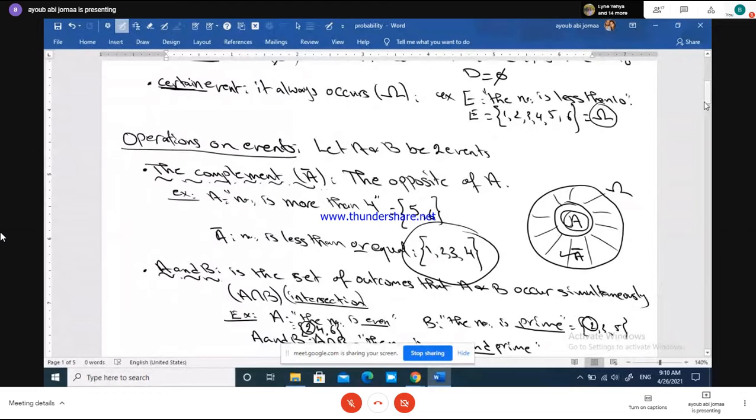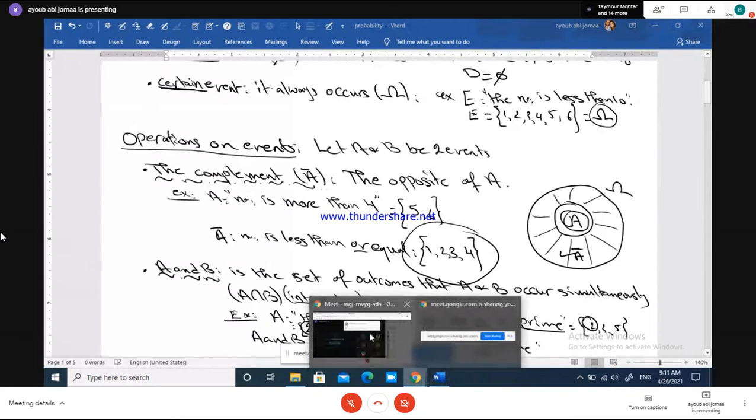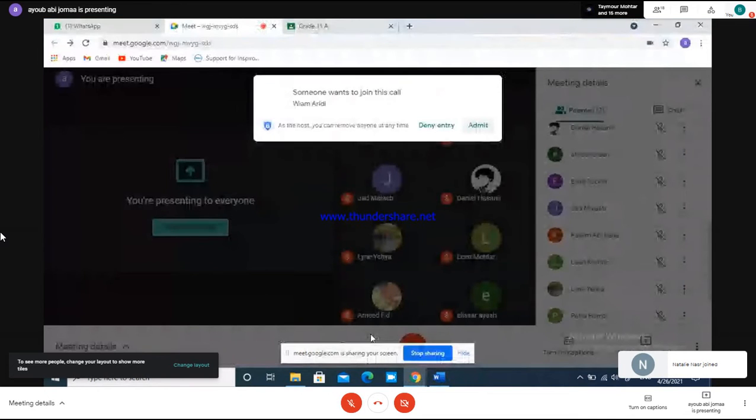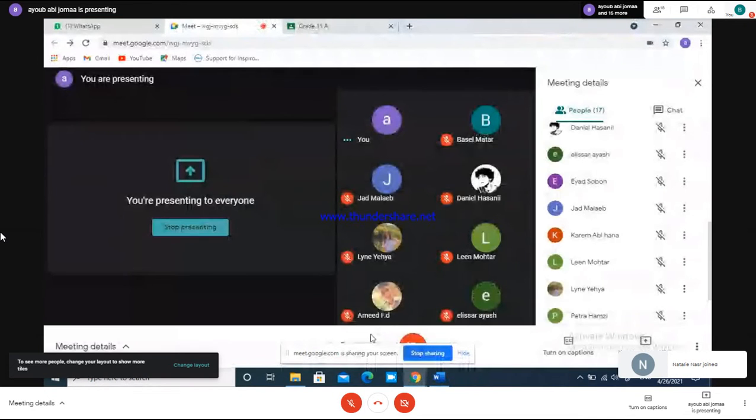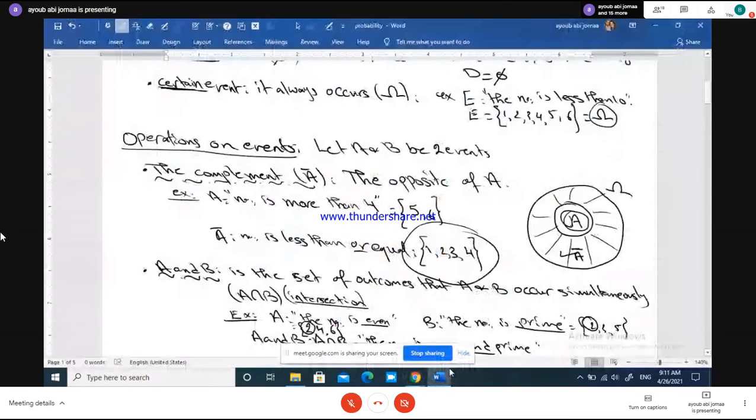We have a property on the complements. The intersection is empty. The union is the sample space. The intersection between A and A bar is empty, and their union will be the sample space. A and B is the event that A occurs and B occurs, denoted by A intersection B.